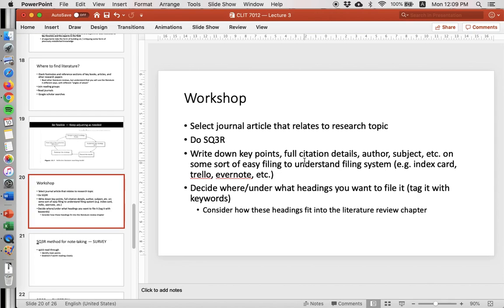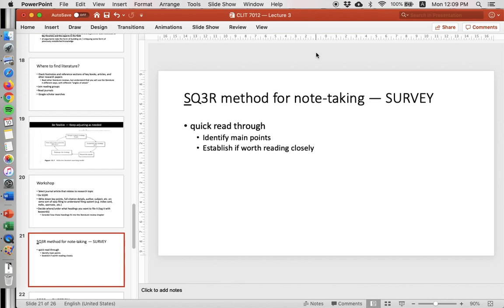Decide where and under what headings you want to file it. You tag it with keywords, and then consider how these headings fit into your literature review chapter. Okay. So the SQ3R method for note taking. First, you survey. You quickly read through that article or whatever. You identify the main points and establish if it's worth reading closely.